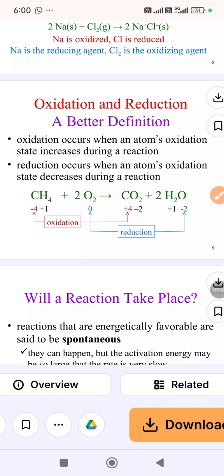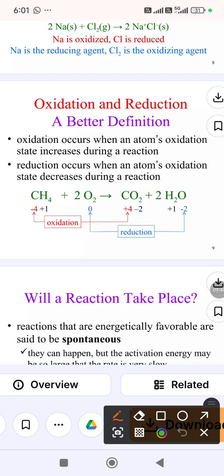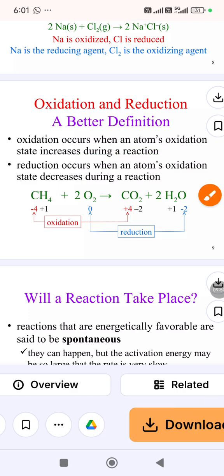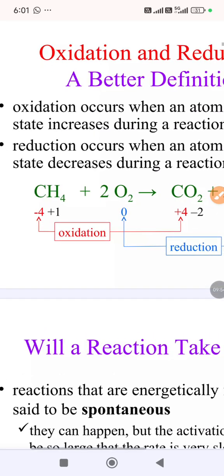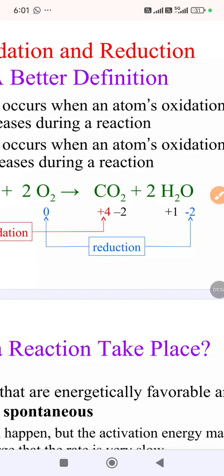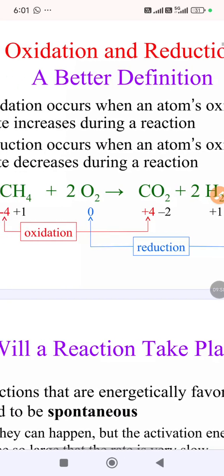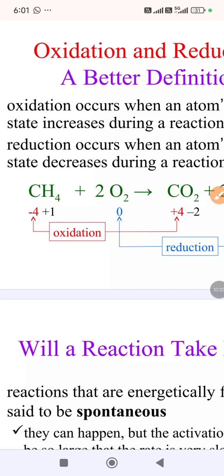So let us come to the concept of oxidation and reduction in terms of oxidation number. Oxidation occurs when an atom's oxidation state increases during a reaction. Let us see the example of carbon. If you see the state of carbon in this reaction, carbon reacts with oxygen and changes to CO2 and 2H2O. In this, you just focus on carbon.